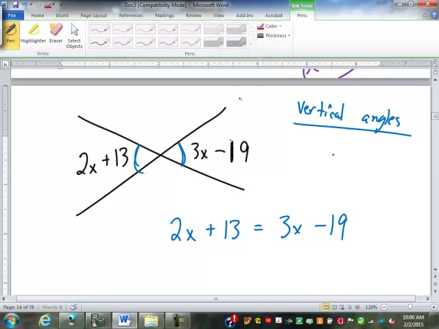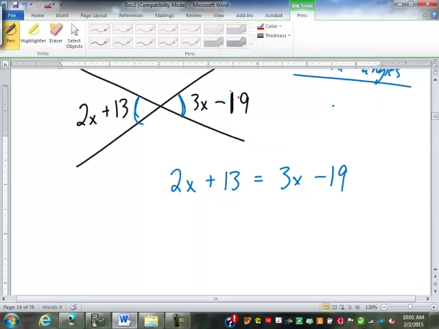And now we have to solve. What are we going to have to do with that? Get rid of one of the x's. Which one are we going to get rid of? Well, if they're on the same side, we would combine them and add them together. But they're not. They're on opposite sides of the equal sign, so we can't combine them together.